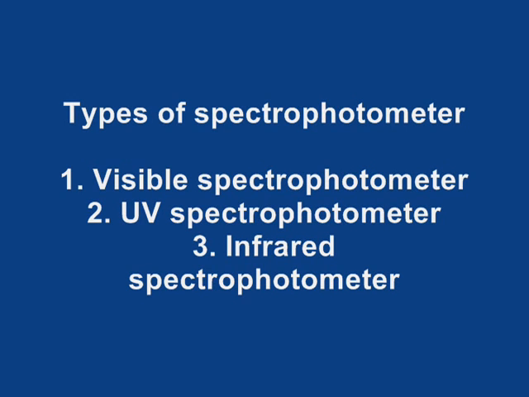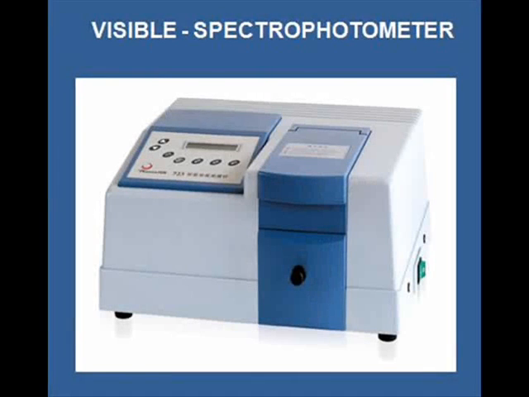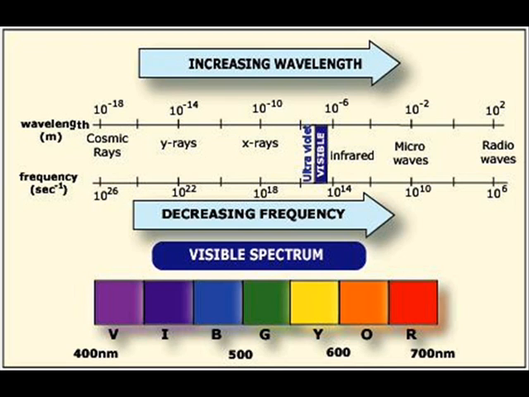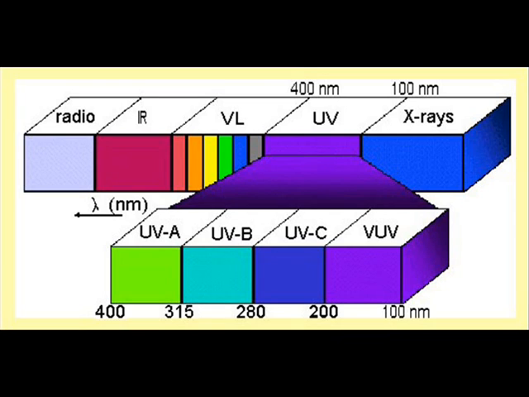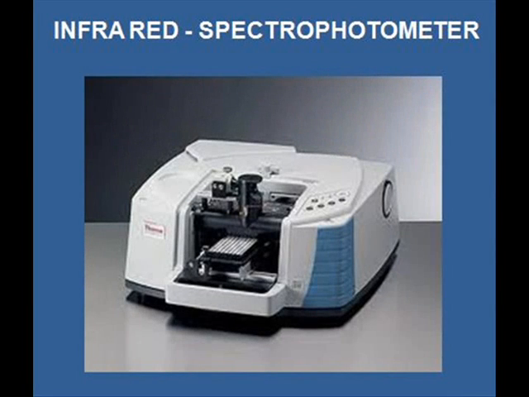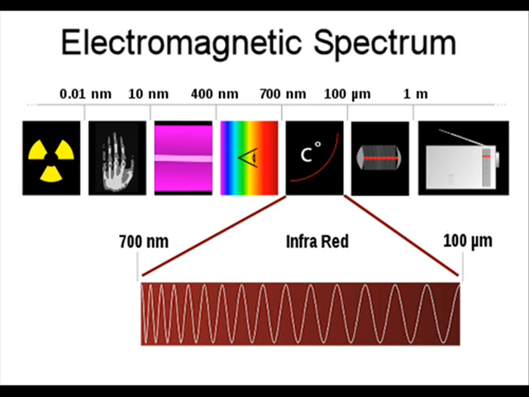Types of spectrophotometer. Visible spectrophotometer, UV spectrophotometer, infrared spectrophotometer. Visible spectrophotometer. Visible spectrum detects the color intensity ranges between 390 to 750 nanometers. UV spectrophotometer. UV spectrum will measure the near UV range of spectrum between 180 nanometer to 380 nanometer. Infrared spectrophotometer. Infrared spectrum measures the range between 700 nanometer to 1400 nanometer.